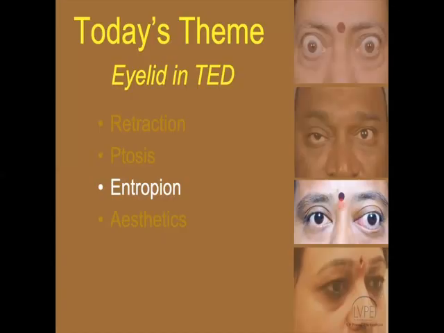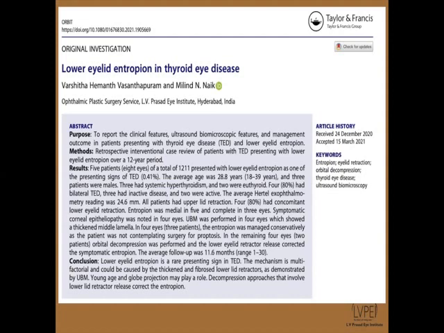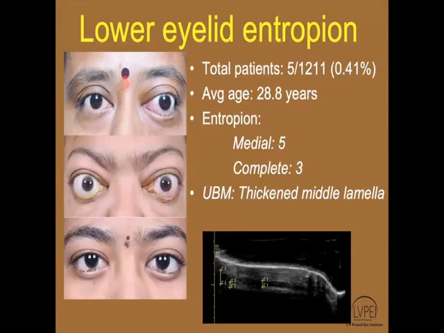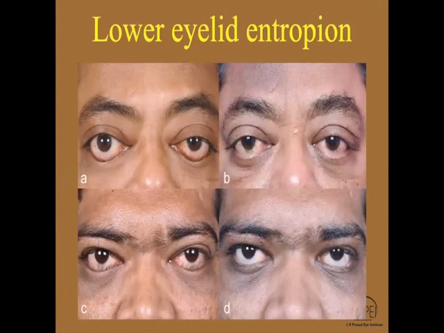Entropion is a rare but possible finding in patients who present with thyroid eye disease, and it can either be unilateral or bilateral. It can either present just in the medial half of the eyelid or along the entire lower eyelid length. Ultrasound biomicroscopy showed that thickened middle lamella was a possible contributory factor. Most of these cases, however, resolve after a transconjunctival incision taken for the floor and medial wall decompression.